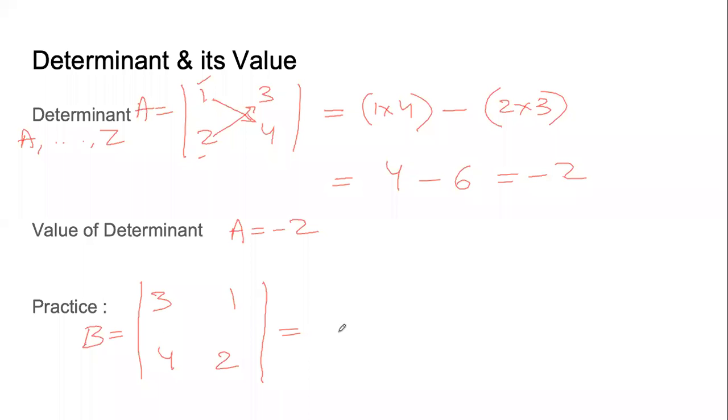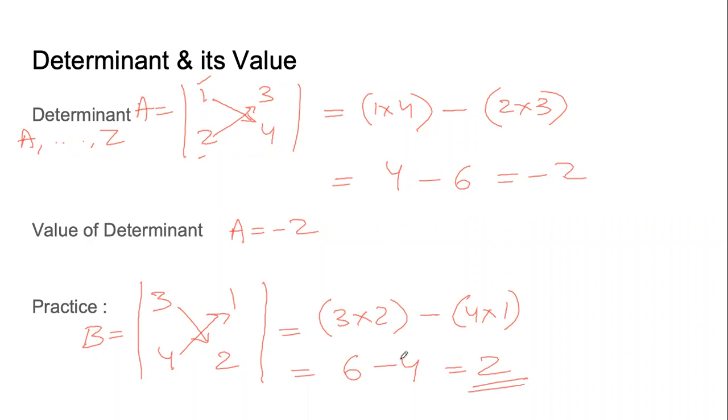So now the value of B will become first 3 into 2, then minus 4 into 1. So 3 into 2 becomes 6, minus 4 into 1 becomes 4. So the answer is 2. So the value of B is equal to 2. If we are able to find the value of the determinant, then we will be able to easily use the determinant method, which is also called Cramer's method, Cramer's rule, to solve equations.